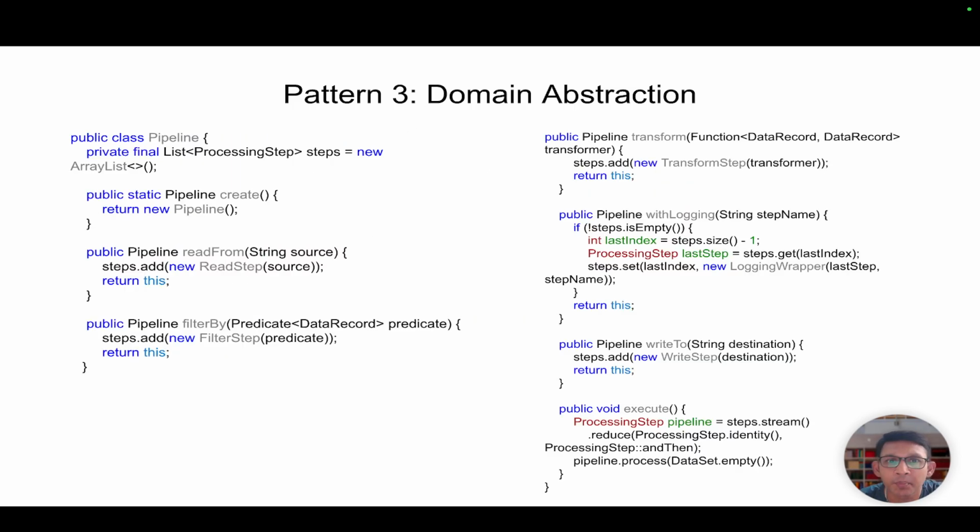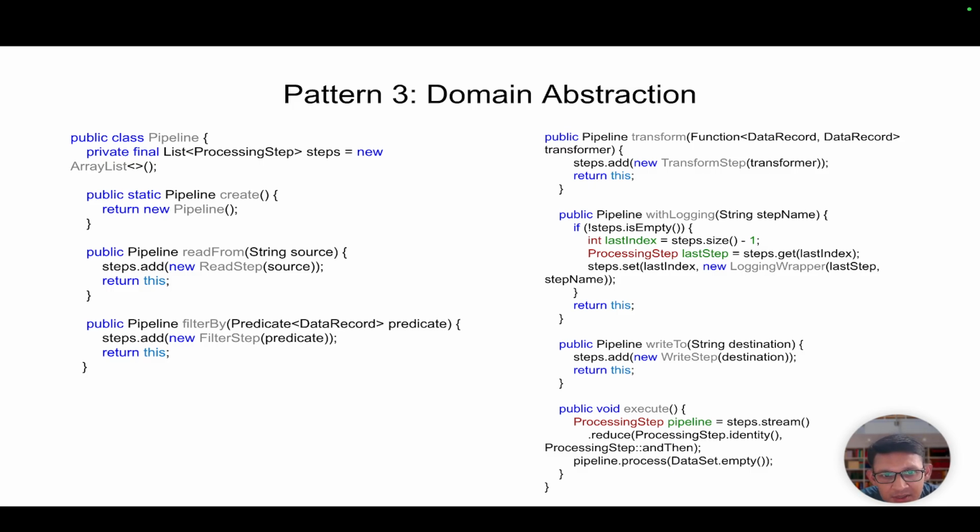Now, here's how you build effective domain abstractions. Let me walk you through this implementation. The pipeline class internally maintains a list of processing step objects, but it hides this complexity from users. The create method is a static factory method that returns a new empty pipeline. This is a common pattern that makes the API feel more natural.